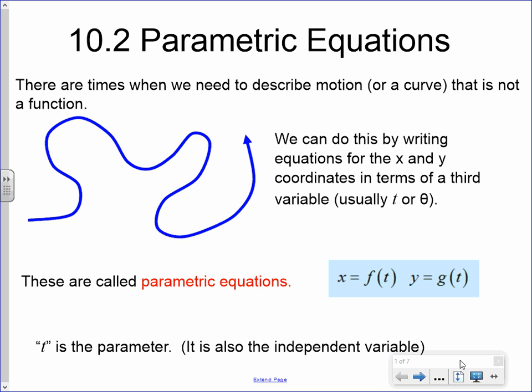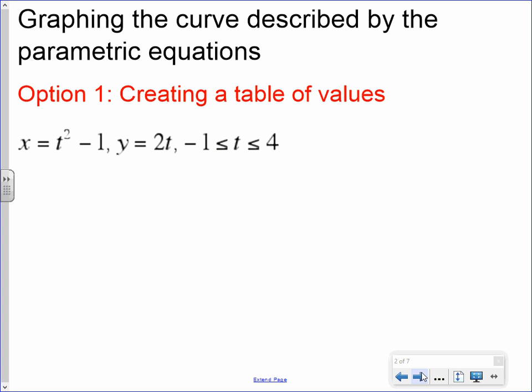All right? So there are two different ways we can think about graphing a parametric curve. The first one is by creating a table. So please write down this set of parametric equations. X equals t squared minus 1 and y equals 2t.